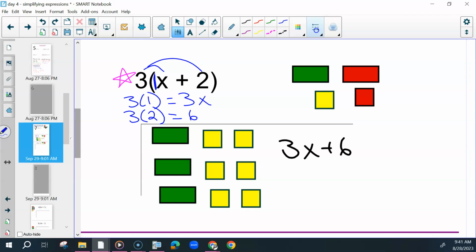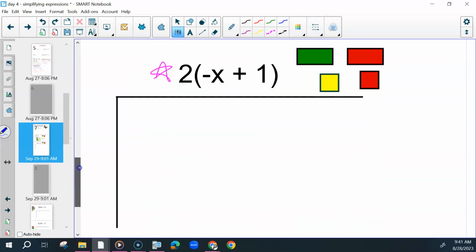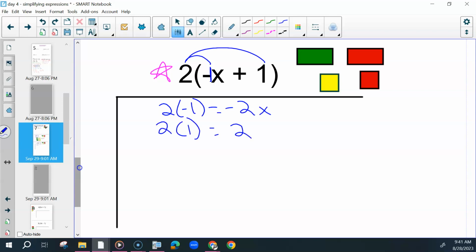Alright, let's do another. Vanessa, did you want this one done in algebra? Alright, let's do this one algebraically. Multiply the 2 to everything here. We have 2 times -1, which would give us -2, and then for x, and then 2 times 1 would be a +2, and then you would just rewrite. Questions on that?